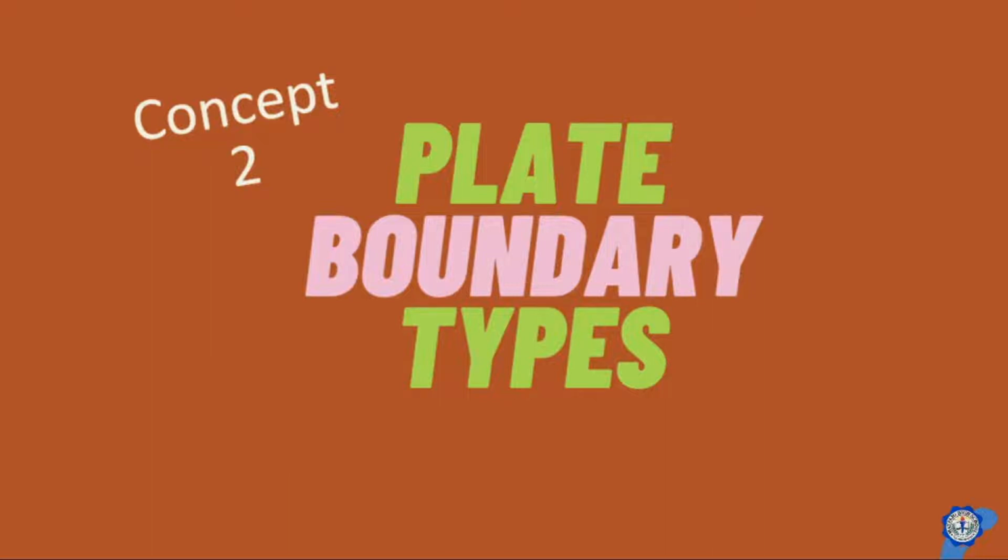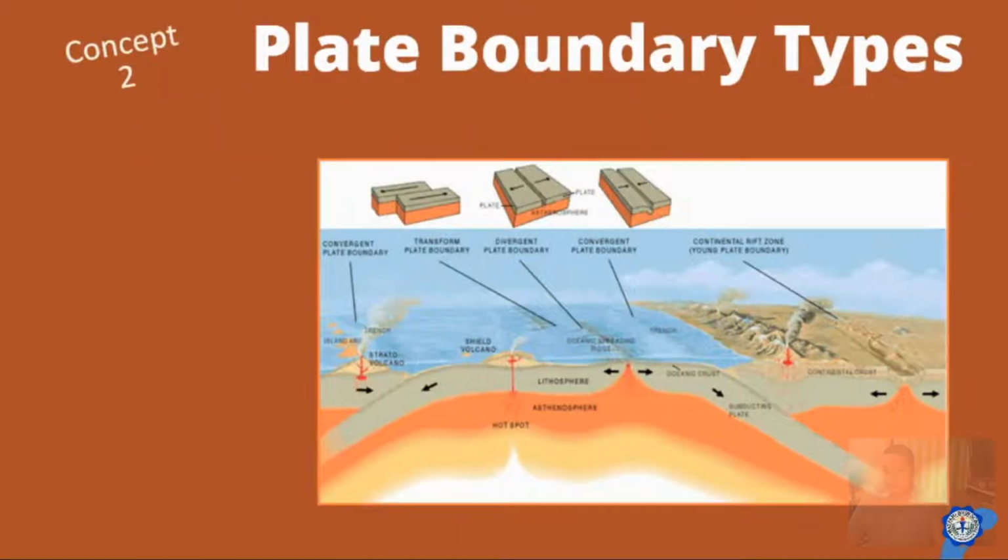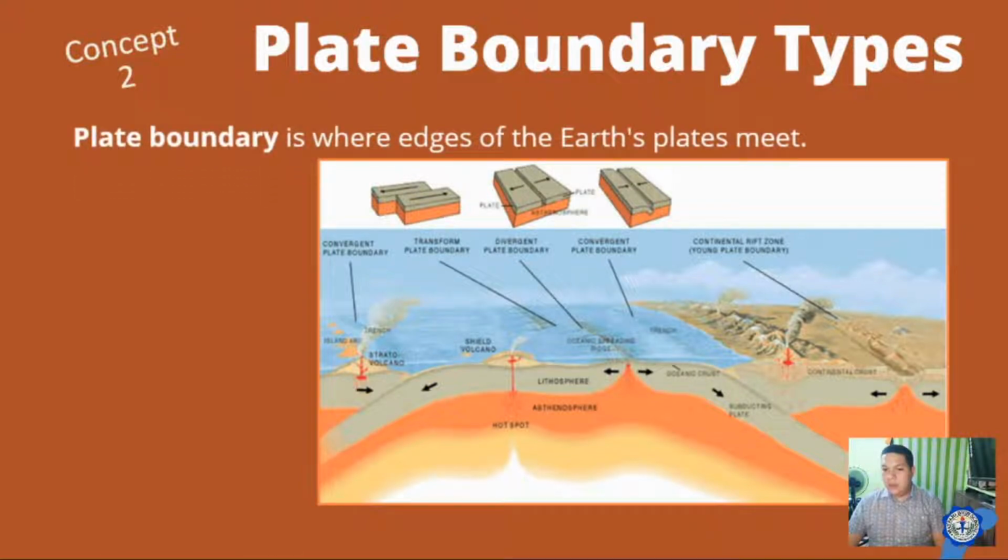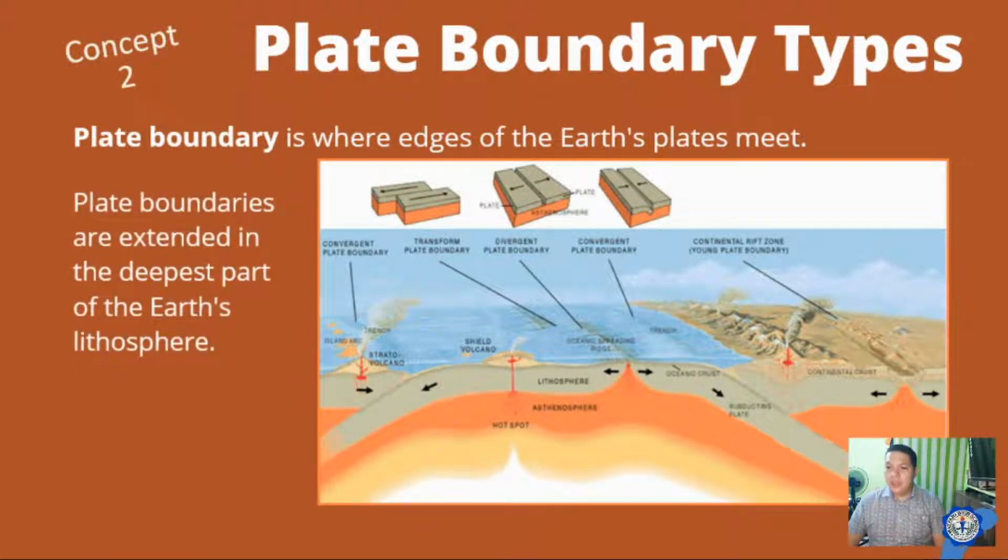Concept number 2, plate boundary types. Plate boundary is where edges of the Earth's plates meet. And plate boundaries extend into the deepest part of the Earth's lithosphere. So it is not only found on the surface, but also lies in the deepest part of the lithosphere.